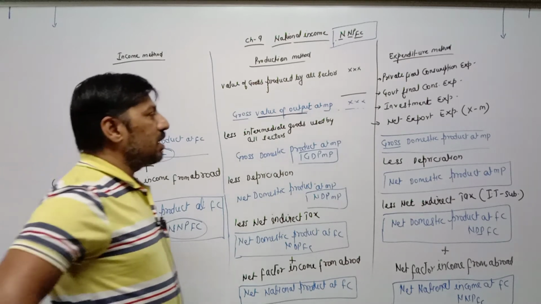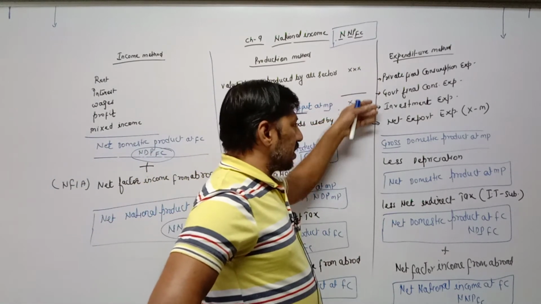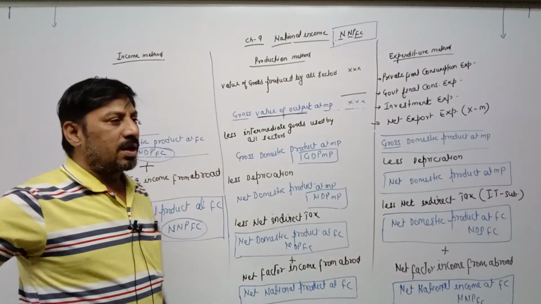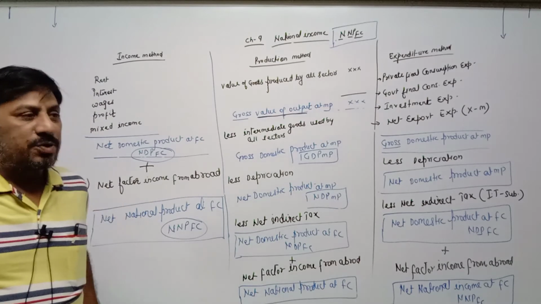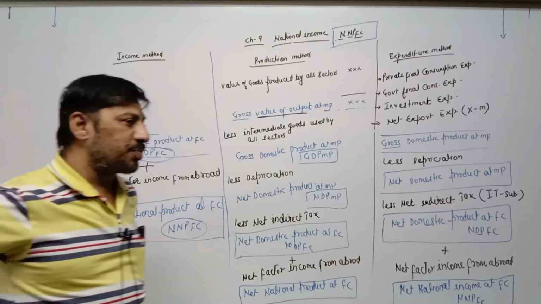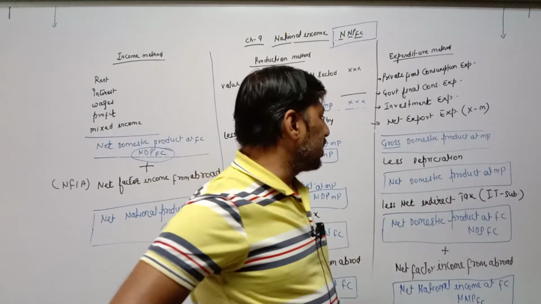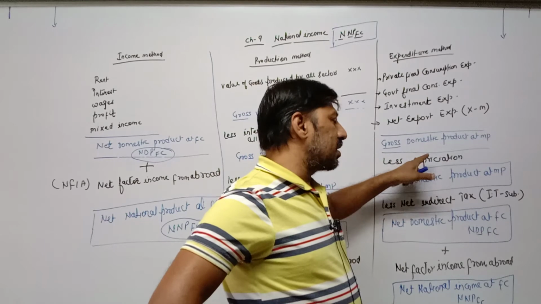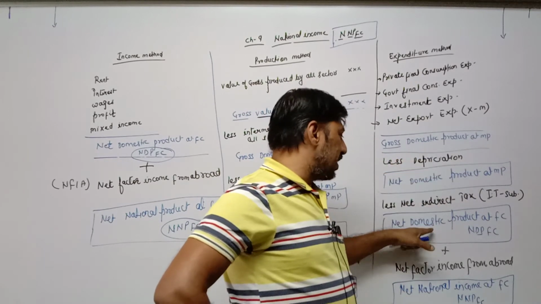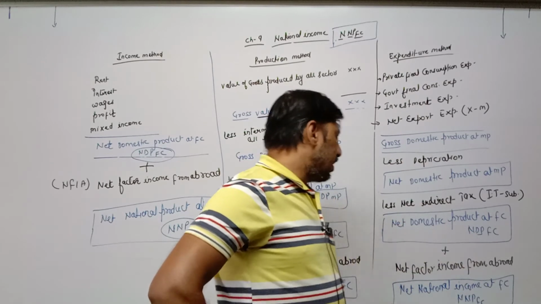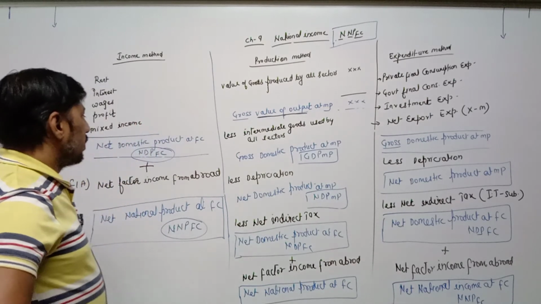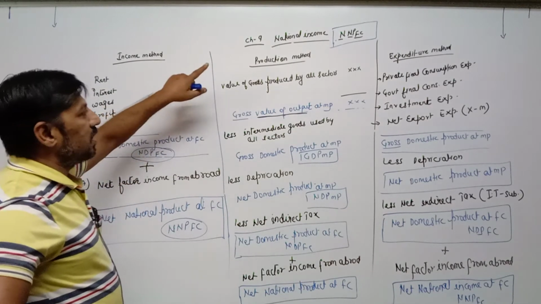Similarly, in expenditure method, four different types of expenditures are there: private final consumption expenditure, then government final consumption expenditure, investment expenditure, and net export expenditure. After adding all these four expenditures, we will get gross domestic product at market price. Again, deduct depreciation, deduct net indirect tax, we will get NDPFC. And once we get NDPFC, we need to add only one item, net factor income from abroad. Means by these three methods we can calculate national income.